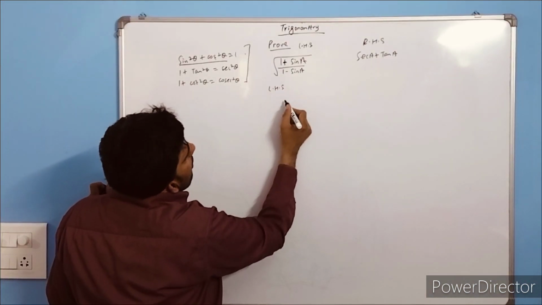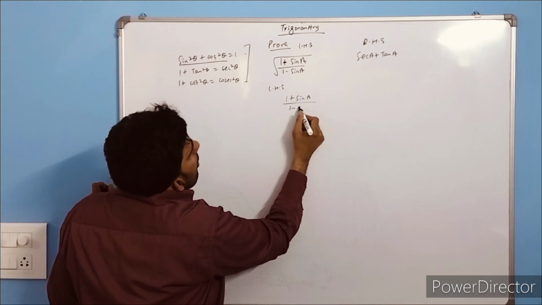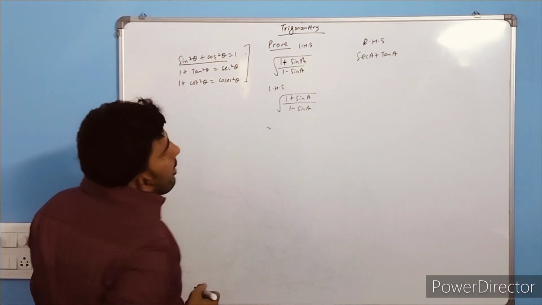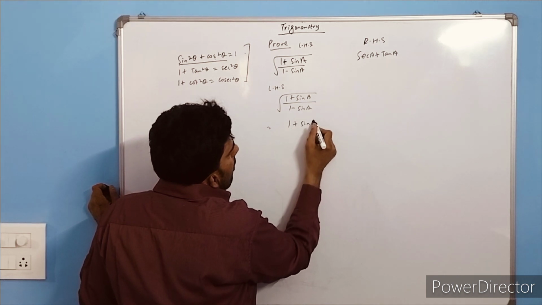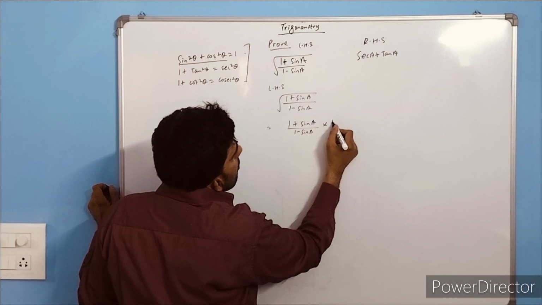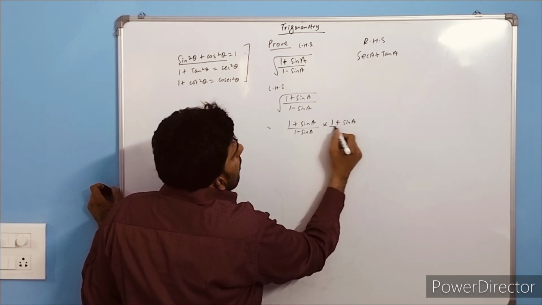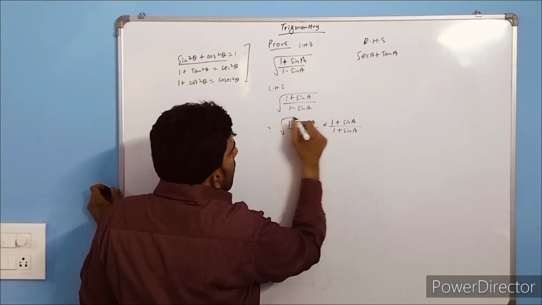What they have given is 1 plus sine A and 1 minus sine A in the under root form. Now what we can do is just rationalize it, which we have done in earlier numericals also. In such types of questions we have to rationalize. See how they have done it.